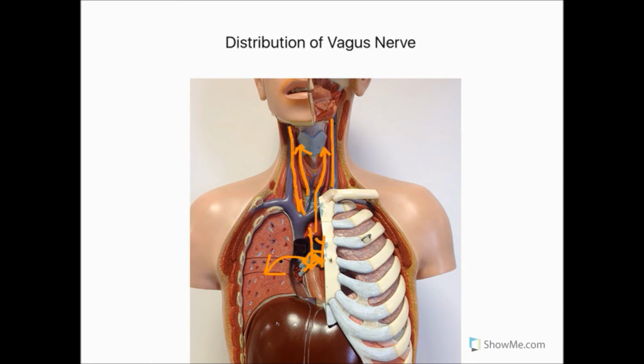We can say just very quickly, after that the vagus nerve forms another plexus on the esophagus called the esophageal plexus. Then it travels with the esophagus through the esophageal hiatus at the level of around about T10, and then on to the abdomen and stomach in particular.